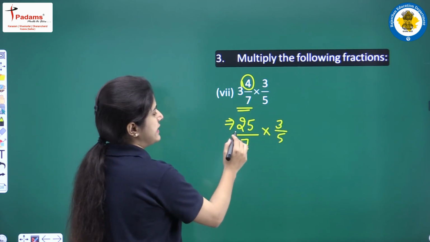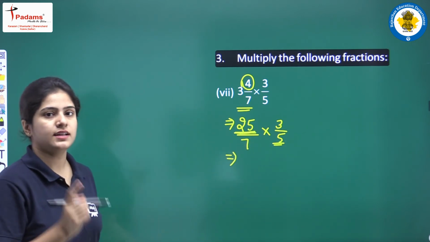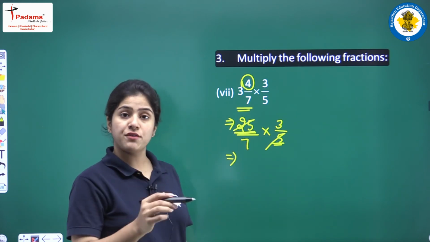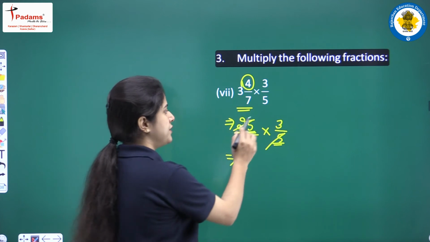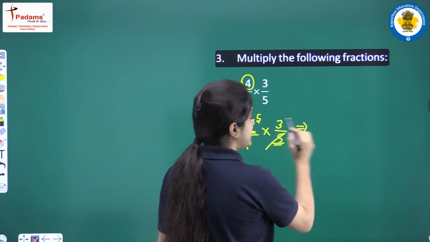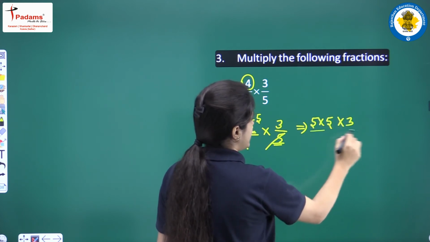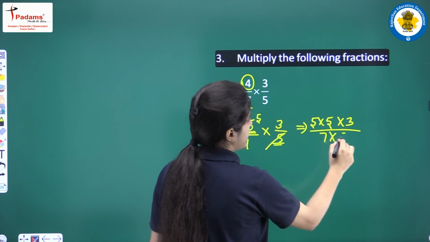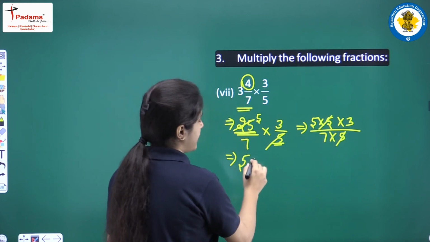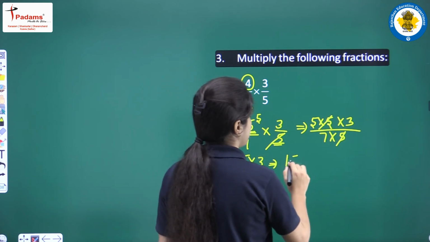Now students, you can clearly see this is 25 and this is 5. In the first method, this 5 can be cancelled out with the 25, because 5 into 5 is equal to 25. Why have I done this? Because I know that 25 is equal to 5 into 5, and this is 3 and this is 7 into 5. So one 5 can be cancelled out from one 5. The rest of the things will be 5 into 3 upon 7 into 1. So it means 15 upon 7.